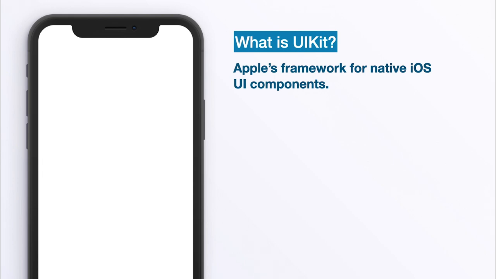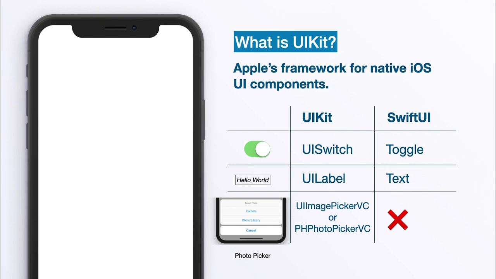Now what is UIKit? UIKit is Apple's framework for native iOS UI components. UIKit is still used today, and for a lot of components such as the UISwitch and UILabel, we do have a SwiftUI counterpart. However, UIKit has a lot of components for which we do not have something equivalent in SwiftUI. Now, one example of this is the photo picker.